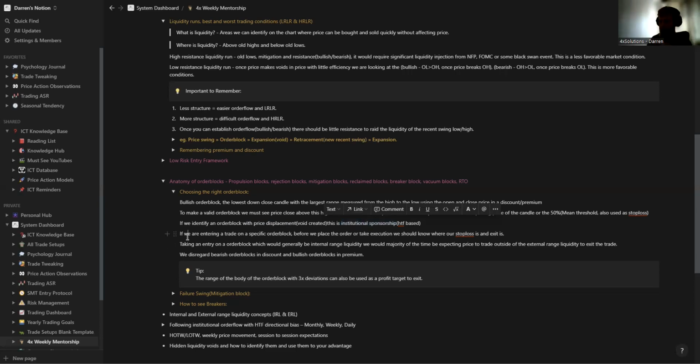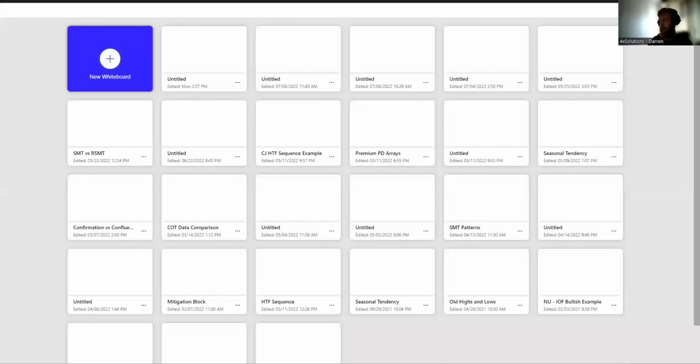So if we are entering a trade on a specific order block, before we place the order or take execution, however you want to trade it, either you put a limit or take an execution when it gets to the zone, we should know where our stop loss is and where our exit is. Again, that can be placed on specific levels like an institutional reference point, an opposing void, an opposing order block, an opposing old high, an opposing old low. Those are where we would take profits.